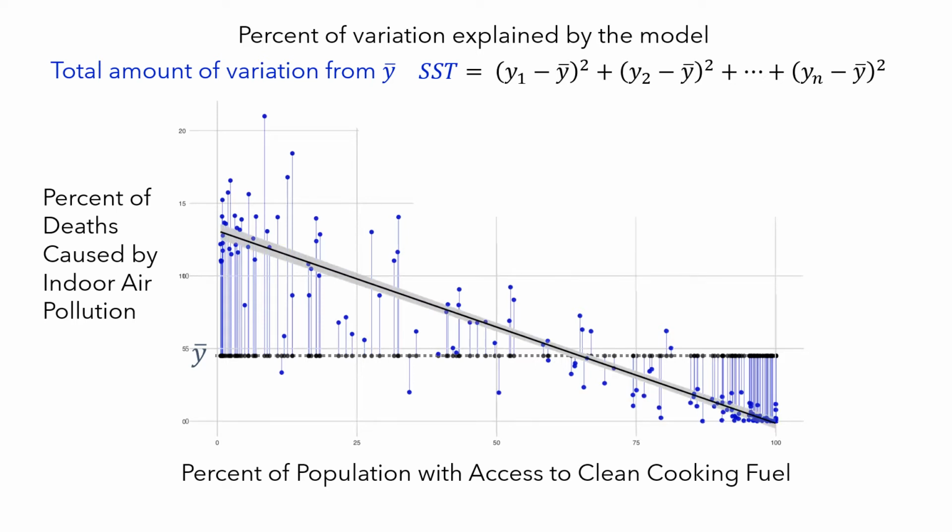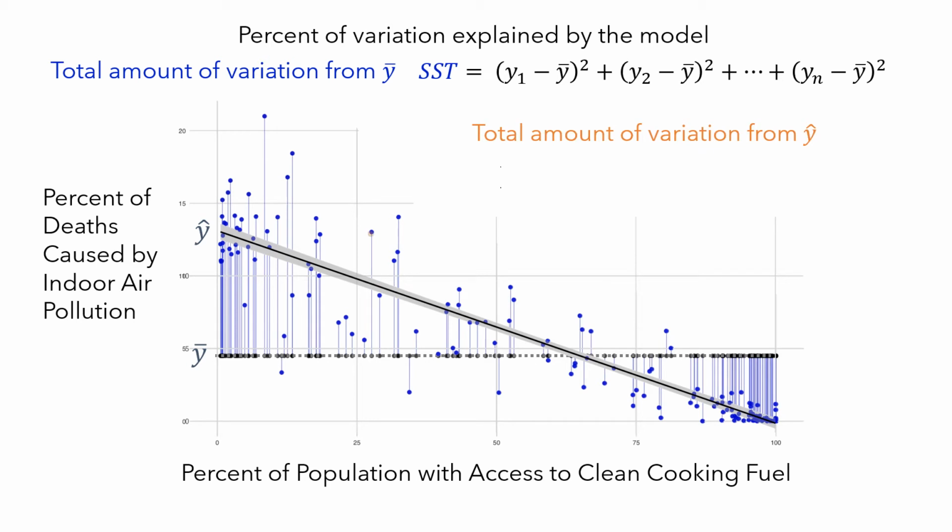Let's add our model to the scatter plot. We label the predictions made by the model as y hat. So let's think about how much of the variation can't be explained by our model. So we'll try to measure the total amount of variation from y hat.